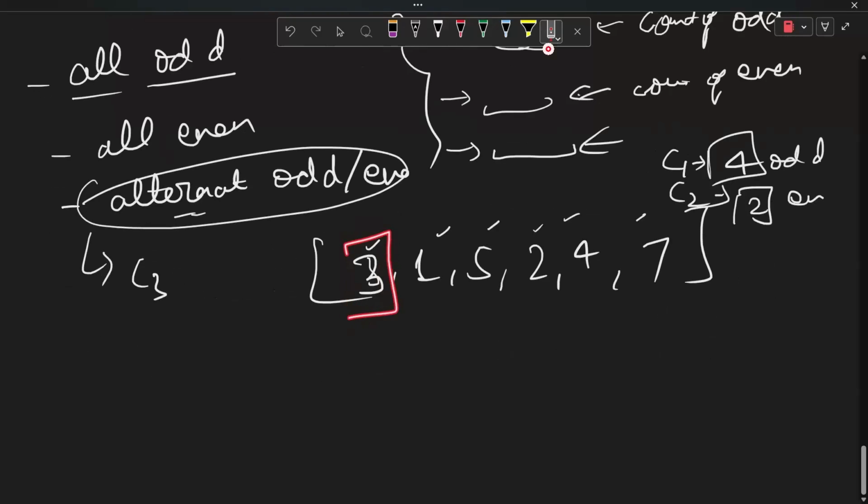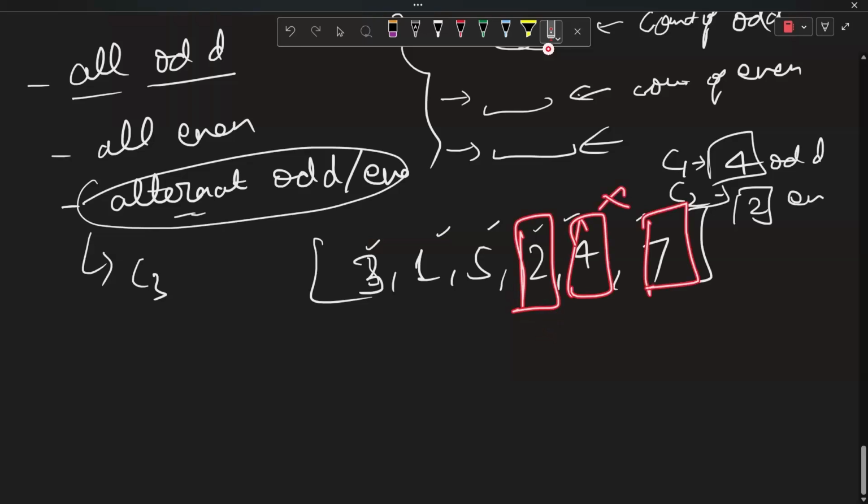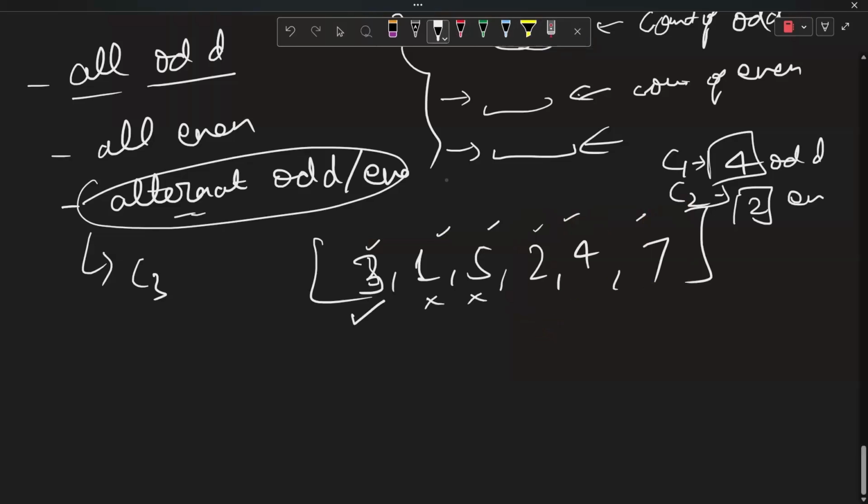Now after odd, you can only pick an even number. So after 3, if this is odd, you cannot pick odd. Now it is an even number, you would pick this. After 3, you pick 2. Now after an even number, you would pick an odd number only. So you cannot pick this 4, you would pick 3. Now you cannot pick 1 and 5 because you would have consecutive odds.